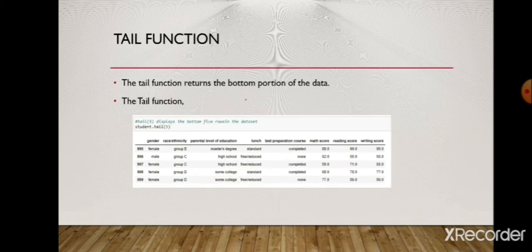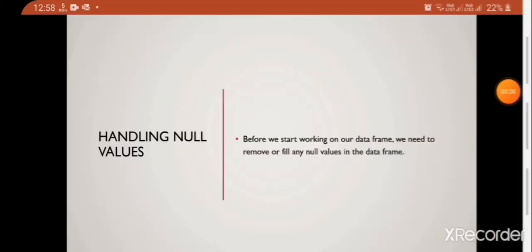Next, the tail function returns the bottom portion of the data. So I specify that the number of rows displayed equal to 5. So it will display only the bottom 5 rows in the data. Since we used a dataset from an external source, it's best to check for null values in the dataset.